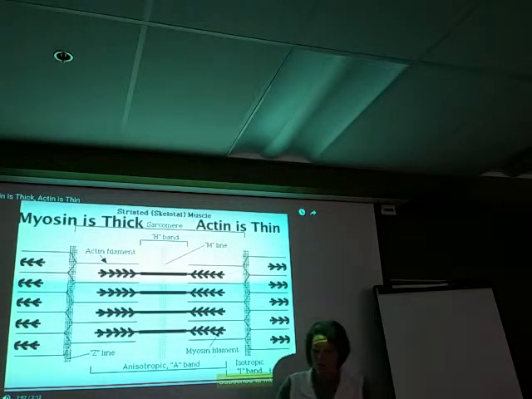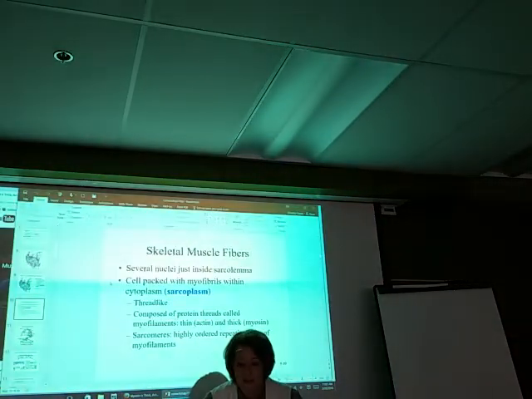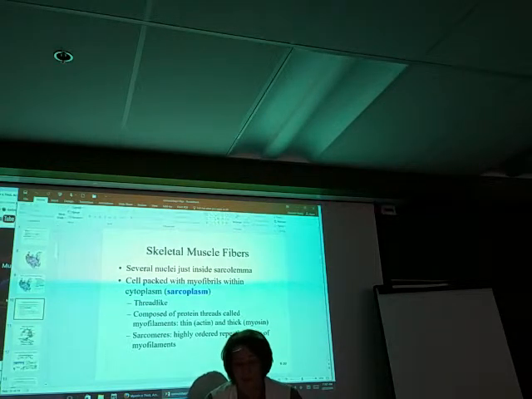Just thought that was kind of cool, you know, because that's pretty much the point that we're at right now, where we're talking about these myofilaments.